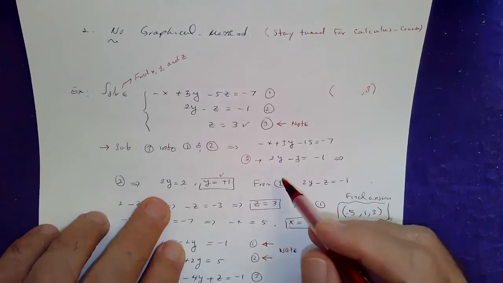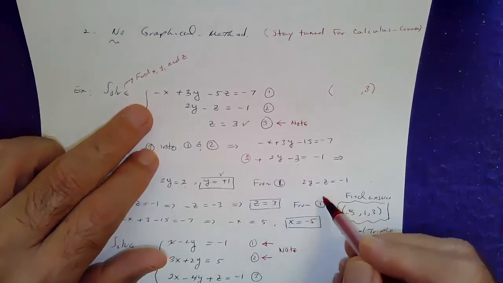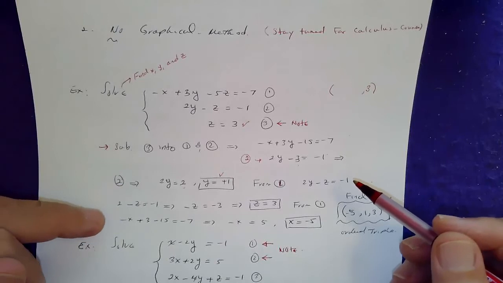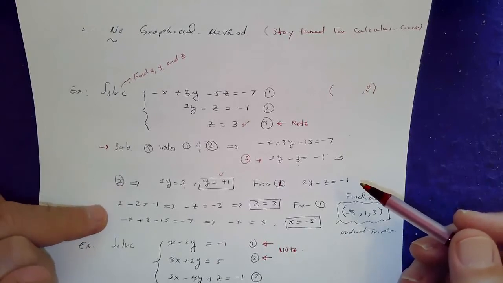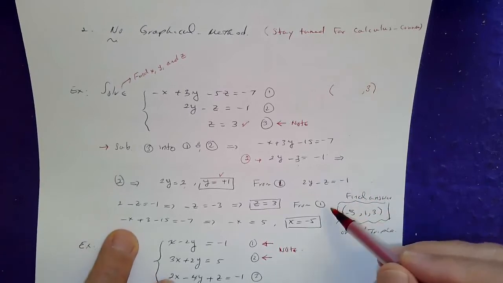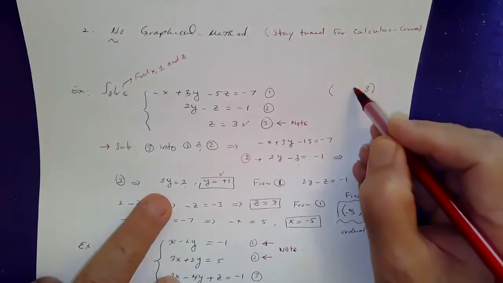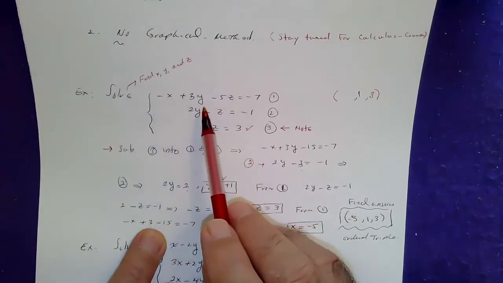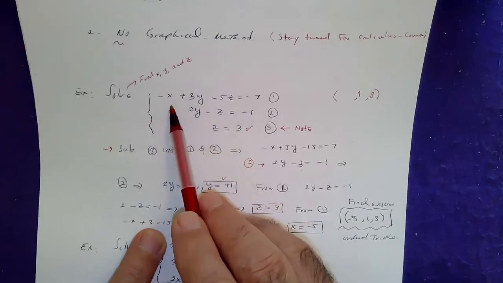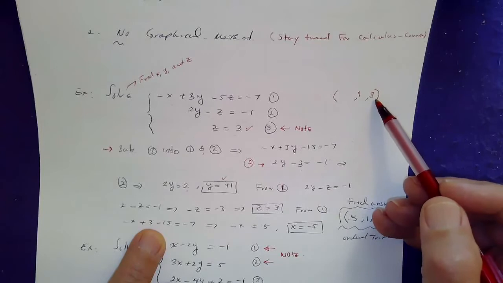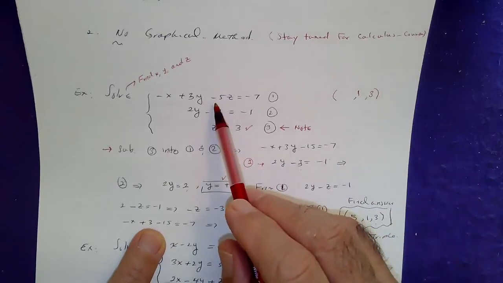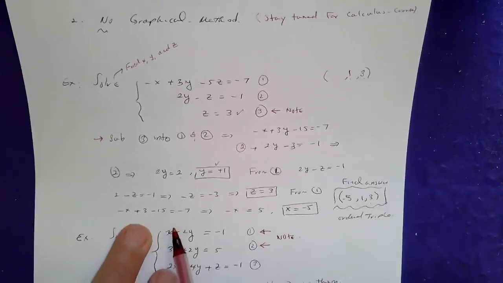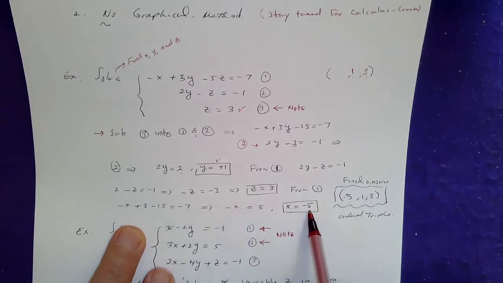Now go back to equation number 1 to find x. We already know y is 1, but what about x? Well, only equation number 1 has an x in it. So I have to go here to find out what x is, because I already determined what y and z are. So go back to equation number 1, replace y with 1 and z with 3, and see what x is. When you do, x comes up equal to -5.